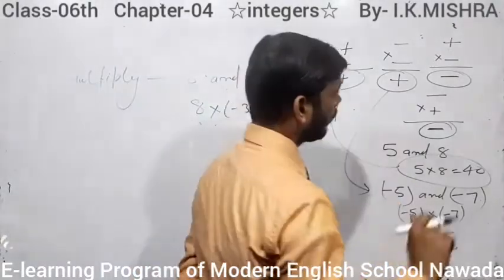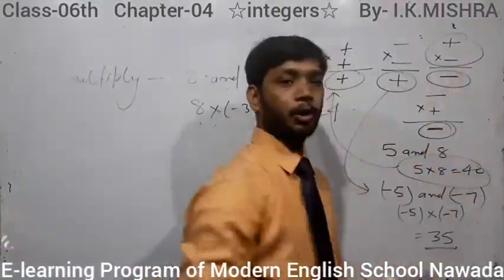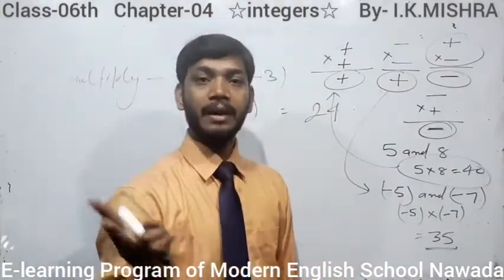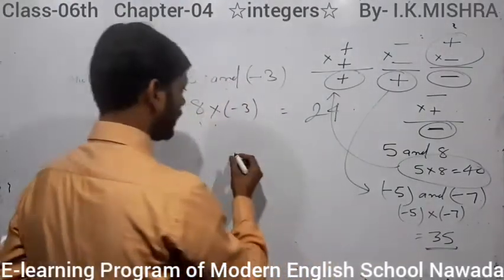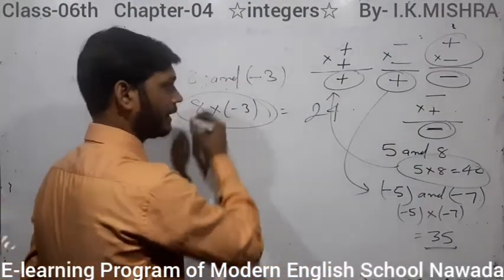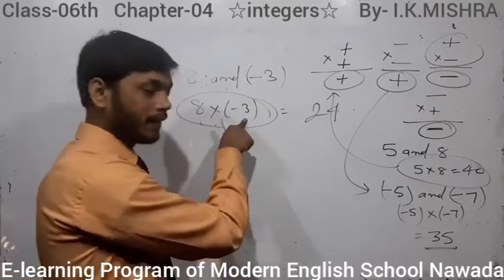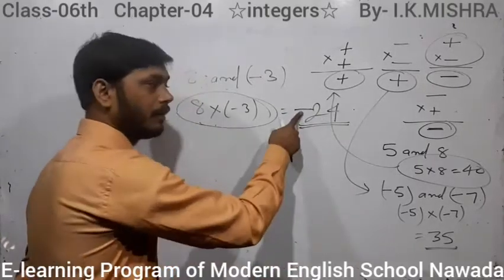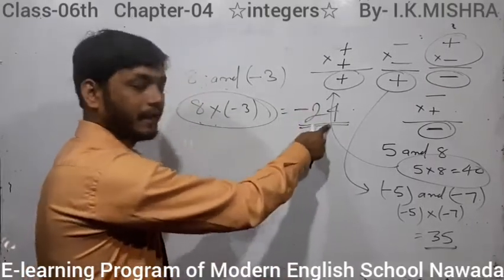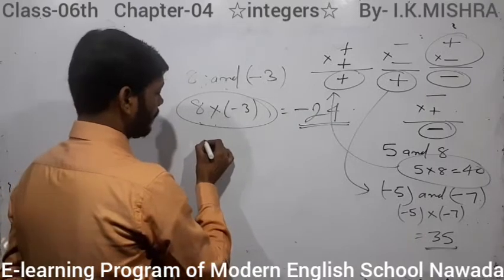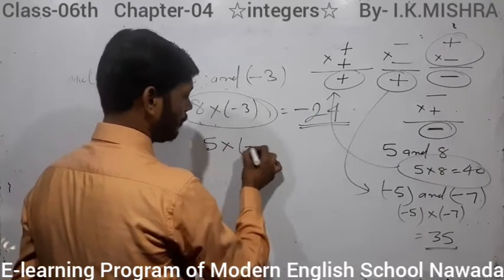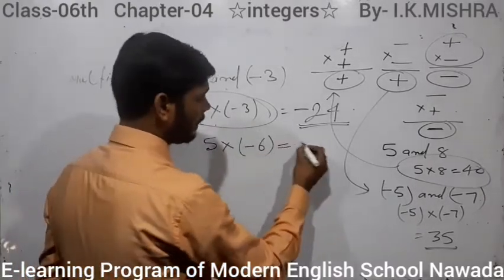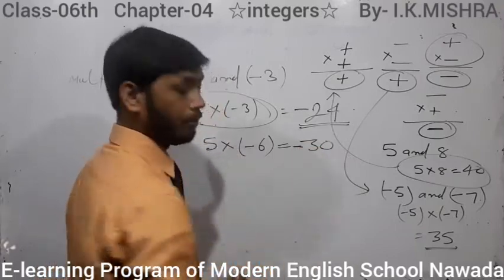Clear, students? Now for two integers having different signs. Suppose you have to multiply, here I write, one is positive and another is negative. Its result is 24, and with the negative sign, its value is negative. Suppose you have to multiply 5 into minus 6. Here, students, one is positive, another is negative, so the result is minus 30.